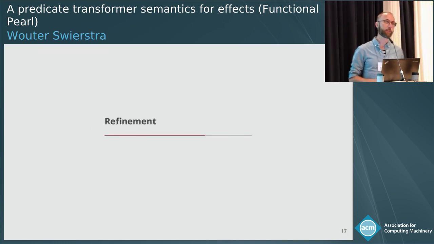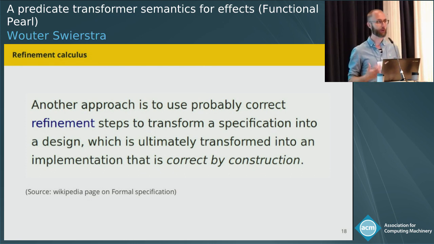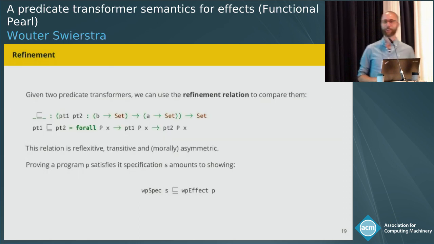This relation is typically called a refinement relation. If you go to Wikipedia, which is the source of all knowledge, and look up the page on formal specification, you can see that refinement is another approach, using provably correct refinement steps to transform a specification into a design. It should be provably correct, of course. But it matches the way I usually do program verification, right? So let me define refinement. Refinement is just the implication of the associated predicate transformers.